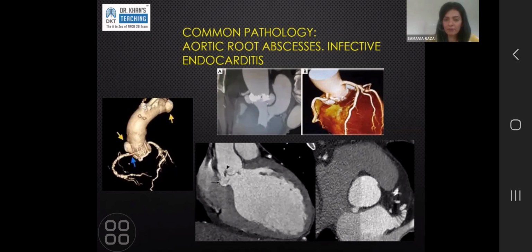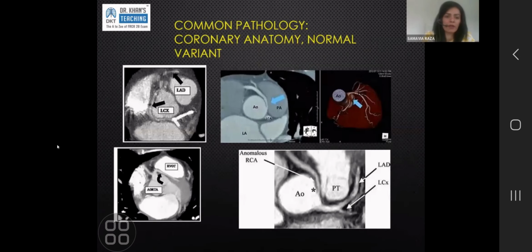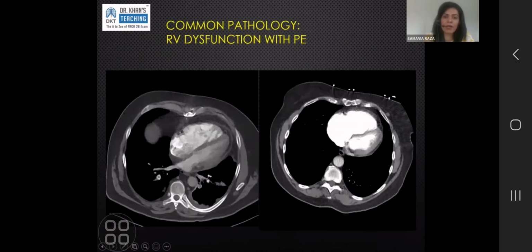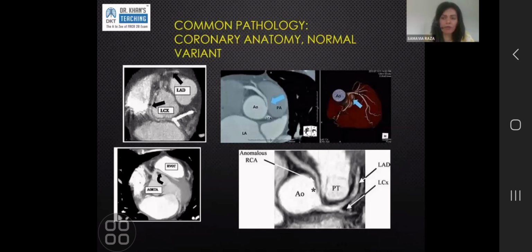So that's the difference between an aortic root abscess and a pseudoaneurysm. Aortic root abscess is almost always caused by infective endocarditis. That can be in patients with impaired immunity, or more commonly because of drug use. The other, not so common pathology you may see is abnormal coronary anatomy, or it being a normal variant. The coronary origin will be more and more visible to you because of how good the scanners are now.